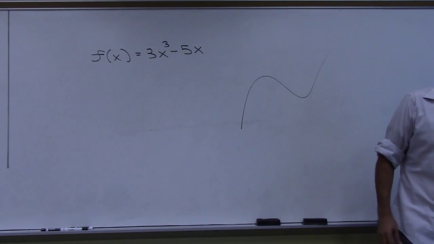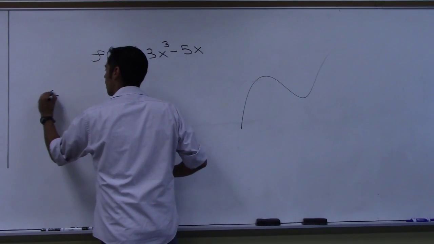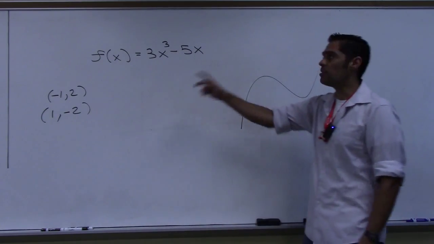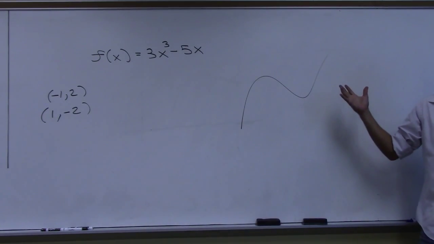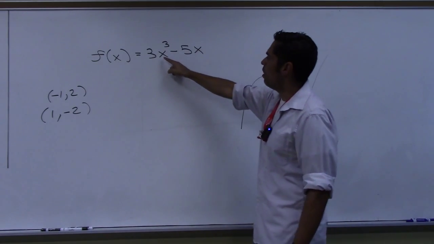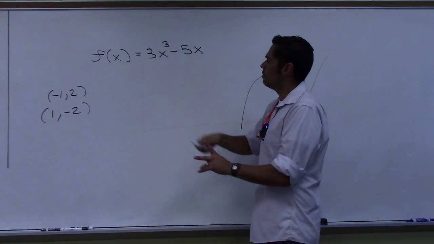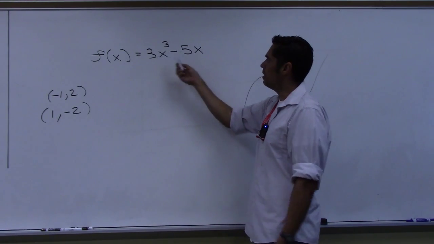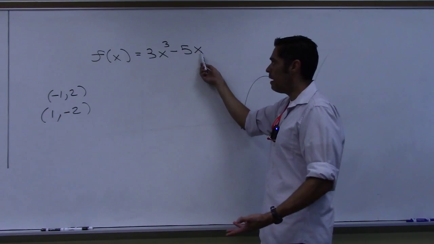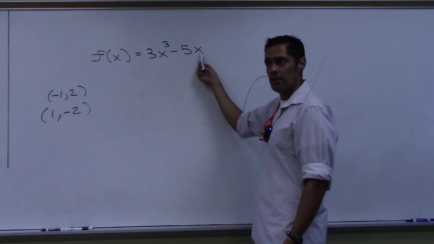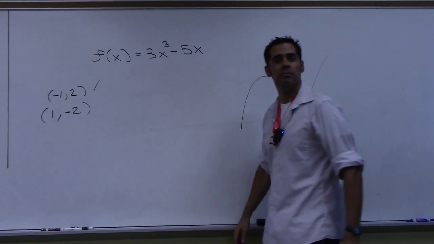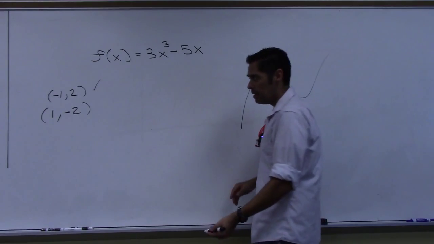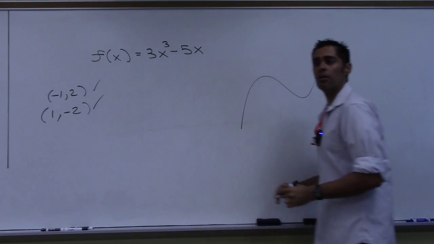-1, 2, and 1, -2. Let's first verify that both of these points live on this curve. If I plug -1 in here, what do I get? What's -1 cubed? -1 times 3, -3. What's -5 times -1? 5. So -3 plus 5 is 2. So that point does live on my curve, right? And this point, plug in 1, you get -2. So both of them live on the curve.